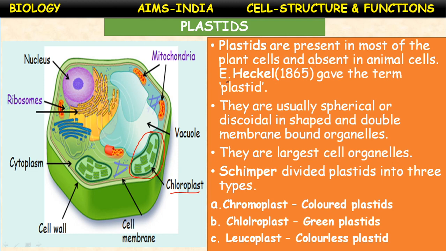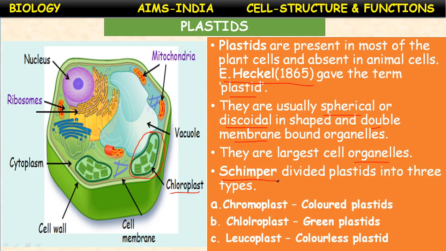The scientist Ernest Haeckel, in 1865, gave the term plastid. These plastids are usually spherical or disc-like, spherical or discoidal in shape, and double membrane bound organelles. Plastids are among the largest cell organelles.